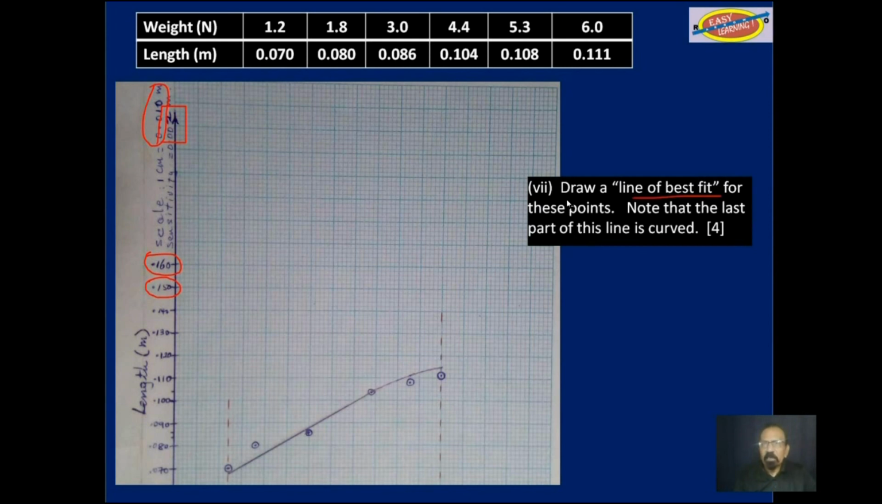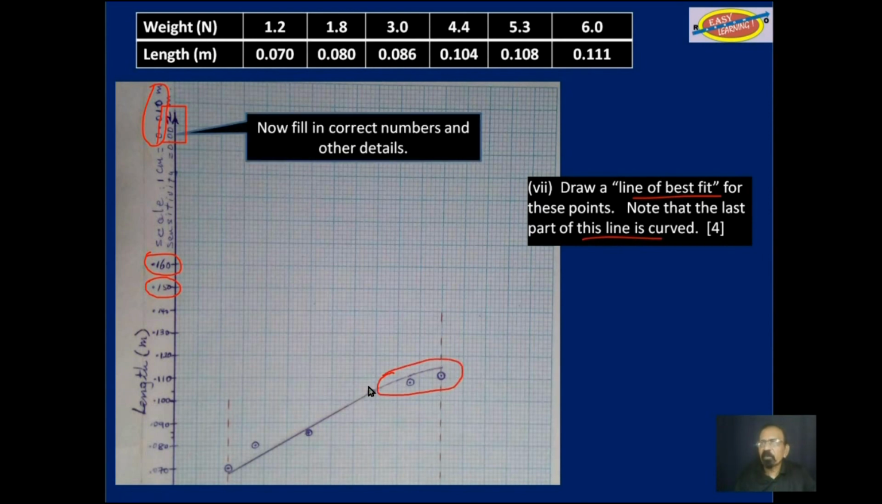So we draw the line of best fit. Note that the last part is a curve, which is this. So we fill in the correct numbers on the y-axis.